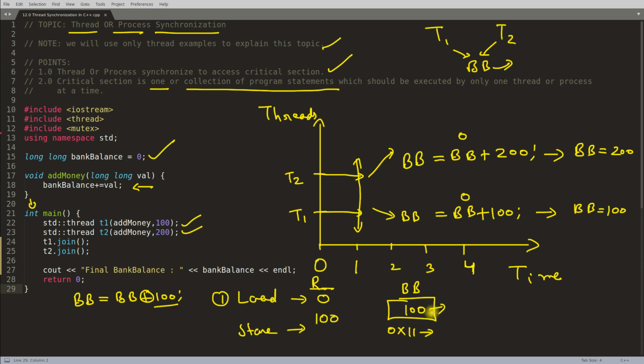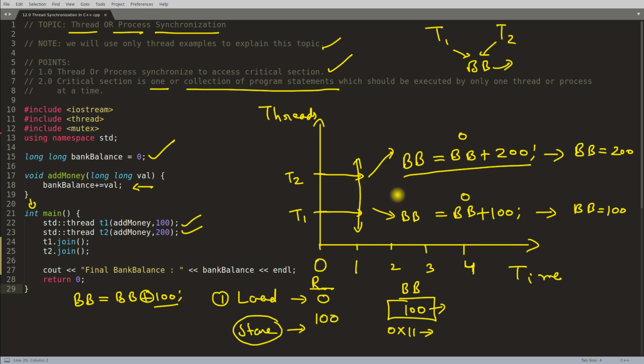So it got updated. So as you can see, when we are storing this register's value back to the value portion of this bank balance, either of these two threads can win the race and actually update this particular position. So either 200 will come here or 100 will come here. This is what I wanted to explain to you with this load and store example. I just went a little deeper inside this statement.